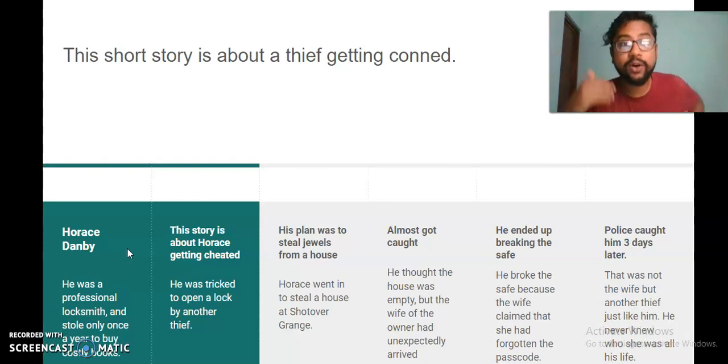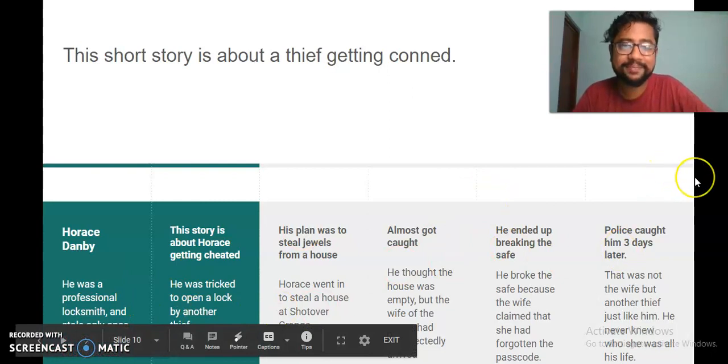It was a young woman who Horace met inside the house. She was never the owner. He later got to know it was an older woman, about 60 years of age, who was actually the owner of the house. Remember, he took off his gloves, and when he broke the safe, he left fingerprints because he thought, hey, this is the owner. Because of those fingerprints, he was caught later on. That's basically it. A thief who goes inside a house to steal gets conned, gets cheated by another thief. He never got to know who conned him. Read the story; it's very interesting.